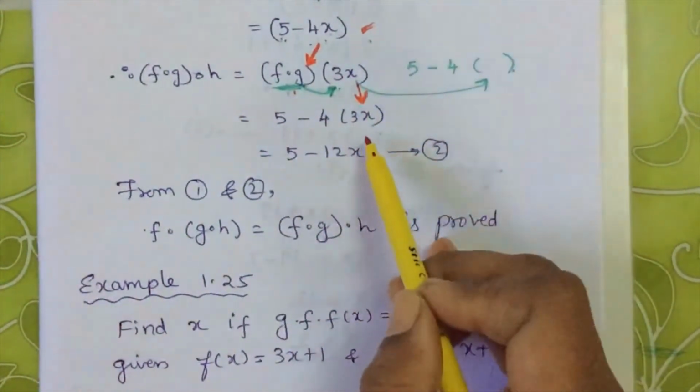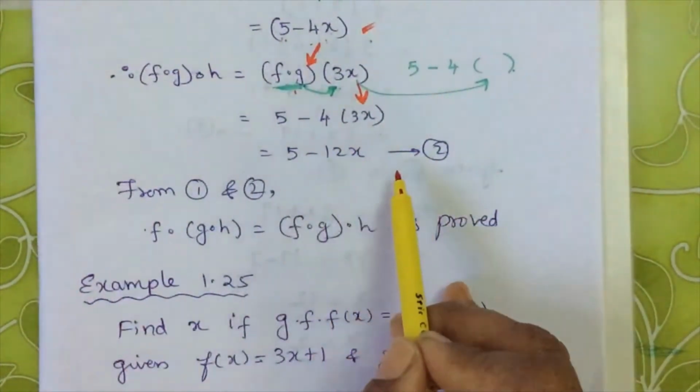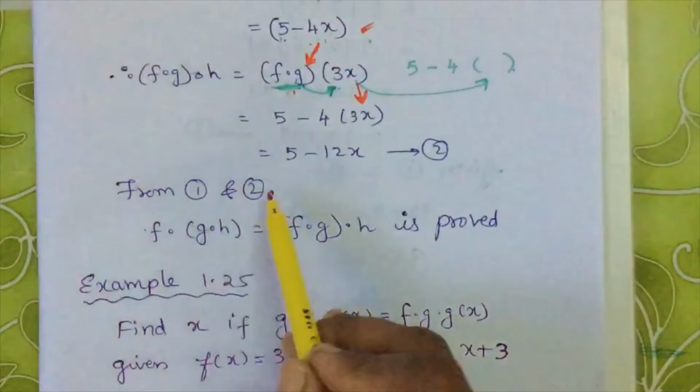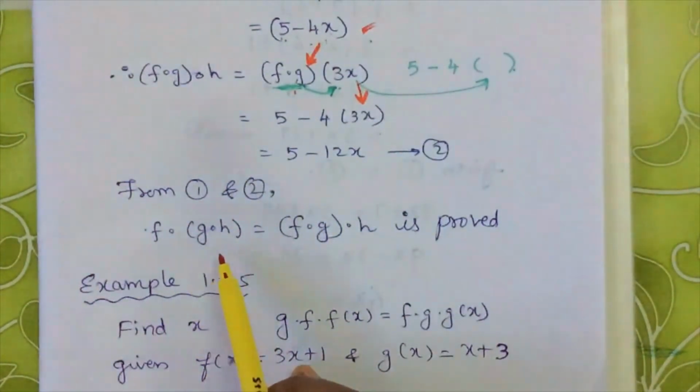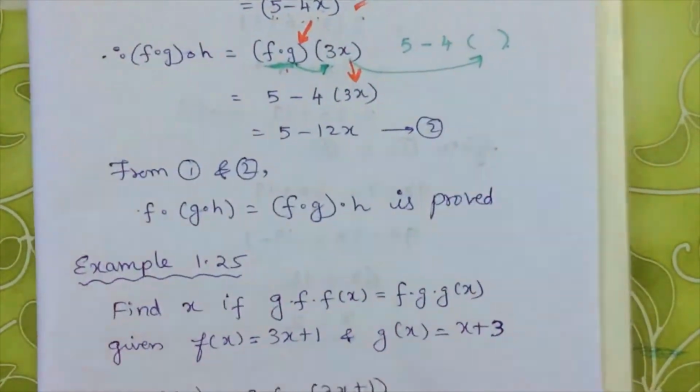should come from this step, 3x. So 5 minus 4 into 3x, so 5 minus 12x. So if you check it, your 1 and 2 will be equal. So f dot of g dot h is equal to f dot g dot h, hence proved, right?